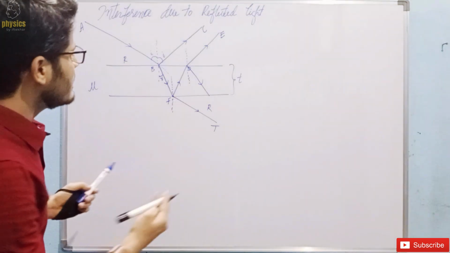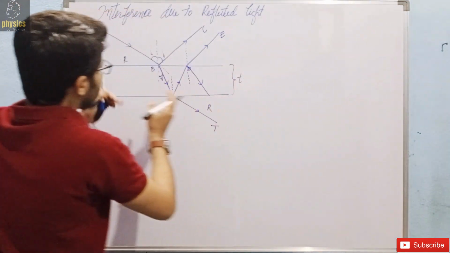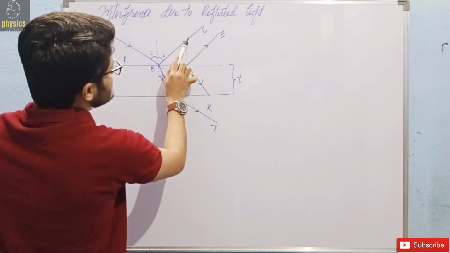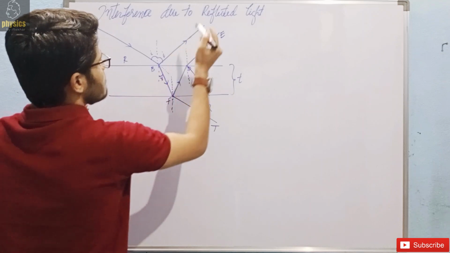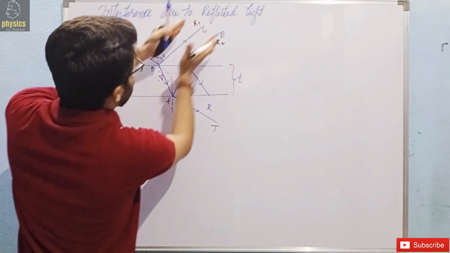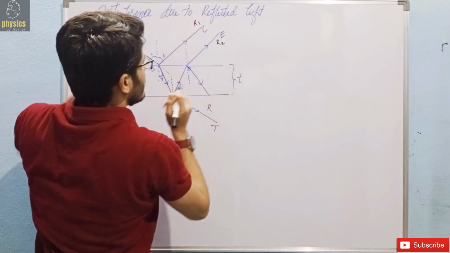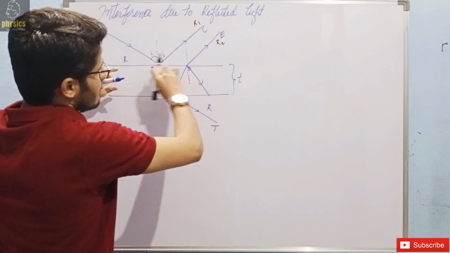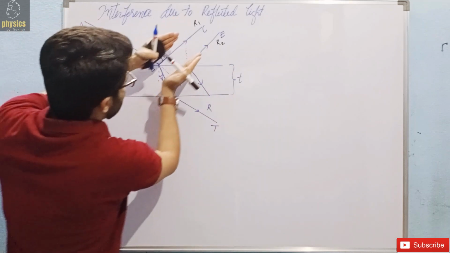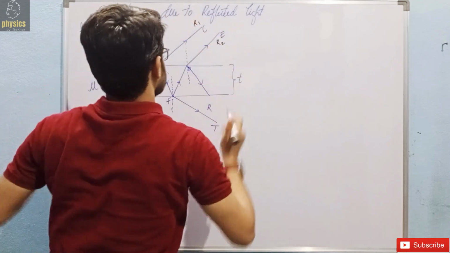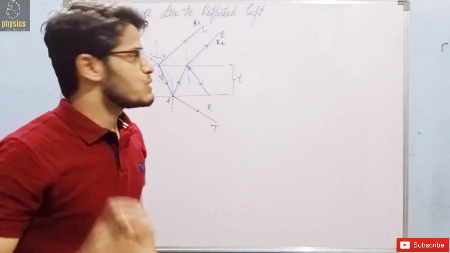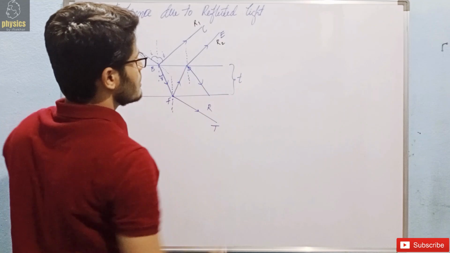And the thickness of the thin film is constant throughout. That's why these two reflected light rays, which I'm calling R1 and R2, are exactly parallel to each other. If the thickness were different, then you wouldn't get parallel reflected light rays. You get the exact parallel reflected rays because of the constant thickness of the thin film.